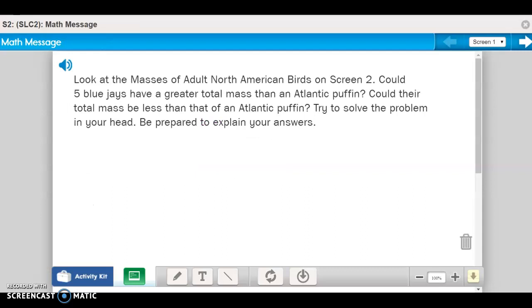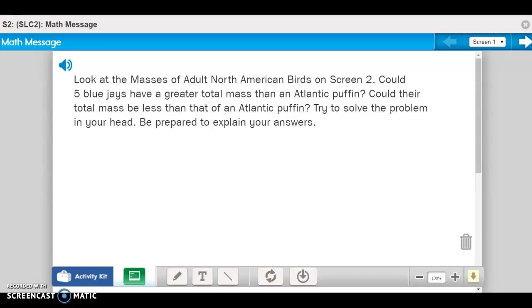Now let's look at the math message. You will need your math journal open to page 277 and 278. There's a map on those pages that shows the masses of adult North American birds. Our math message says, look at the masses of the adult North American birds in your math journal, and it's going to be on my next screen when I flip to that in just a minute.